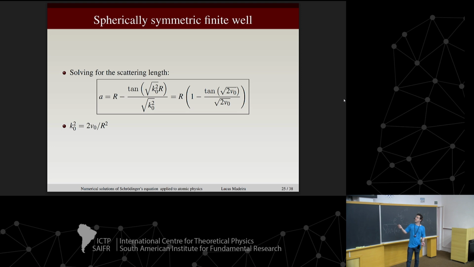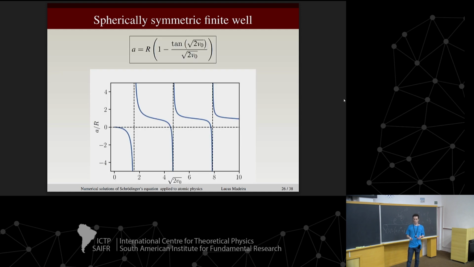Now, it has a tangent here, like tangent of x divided by x. This diverges at some values. So if you plot this, you get something like this picture here. Have you seen something like this during the school? Yes. All right. So this is what's happening when you solve explicitly some model. And you could observe this experimentally, for example, using Feshbach resonances or something like that. But that's the physical origin of this.